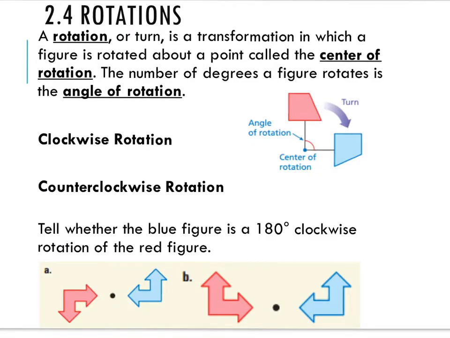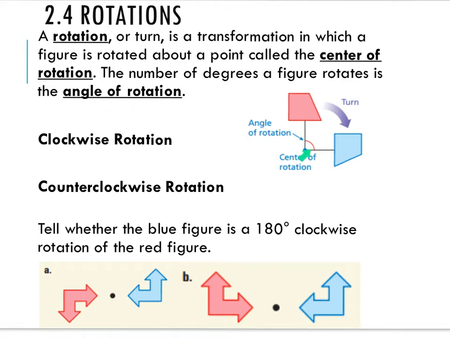First of all, a rotation, also known as a turn, is a transformation in which a figure is rotated about a point called the center of rotation. And that center of rotation can be multiple things. We're going to focus more on the origin, but we'll also try some other centers of rotation in class. The number of degrees a figure rotates is called the angle of rotation.